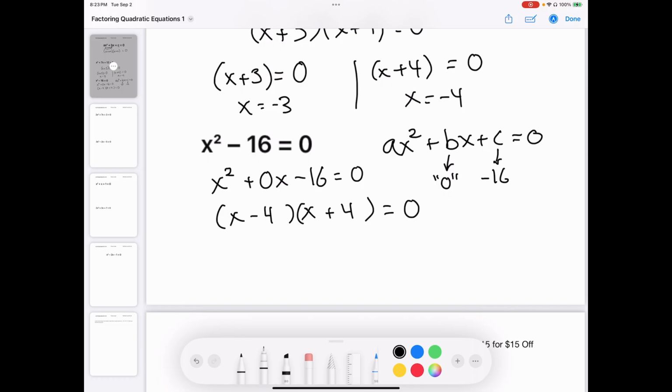These kinds of problems are where factoring shines. It's much quicker than using the quadratic formula. All right, so let's move on to some tougher exercises.